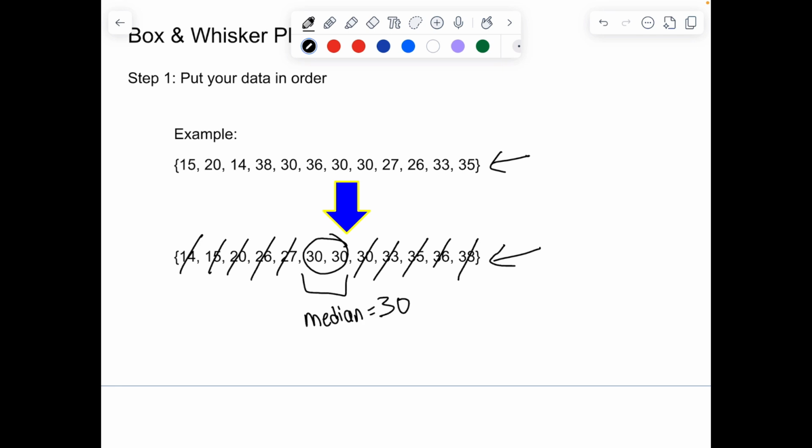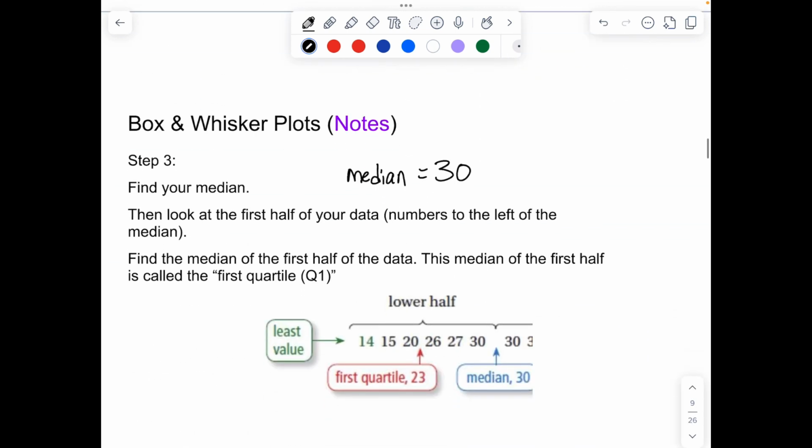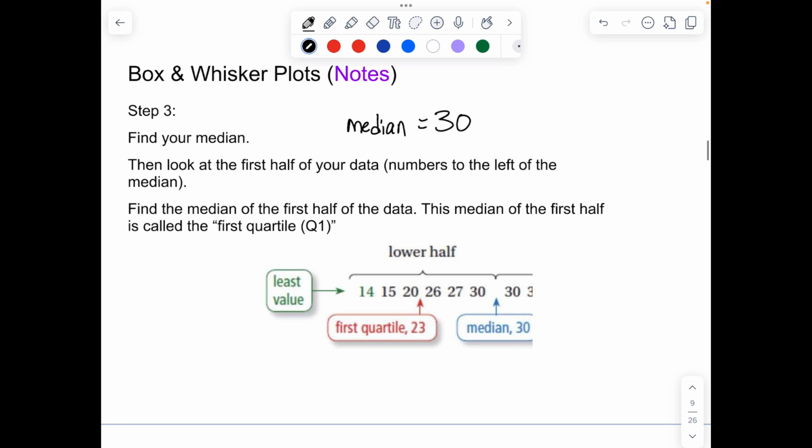You can even double check and add them together. 30 plus 30 is 60. Then divide by 2, and you still get 30. So if we go back, we know our median is 30.